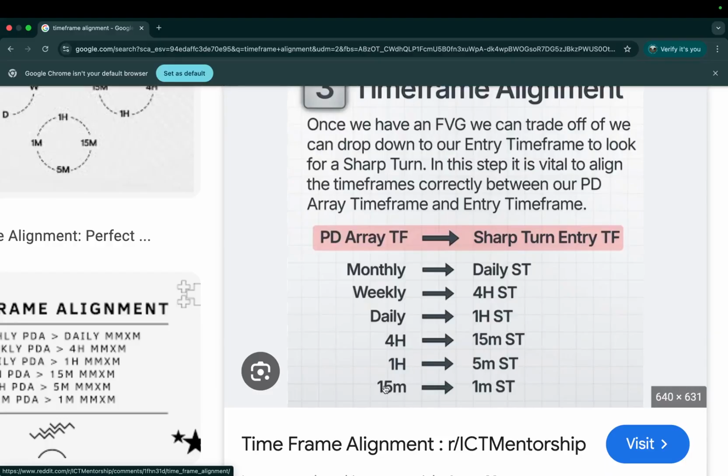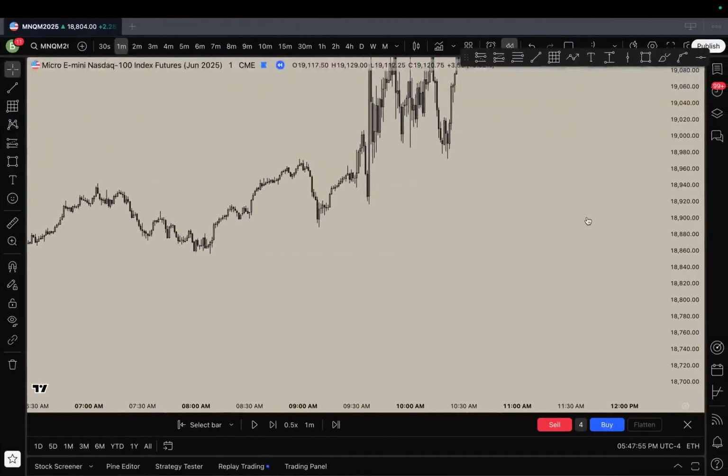You use this to really see if we are respecting that PDRA. You want to get the alignment of whatever time frame it's on. For example, if we have a daily fair value gap and we get a 1 minute change state delivery out of that, is that really confirmation that it is getting respected? No, right? So definitely start implementing time frame alignment.